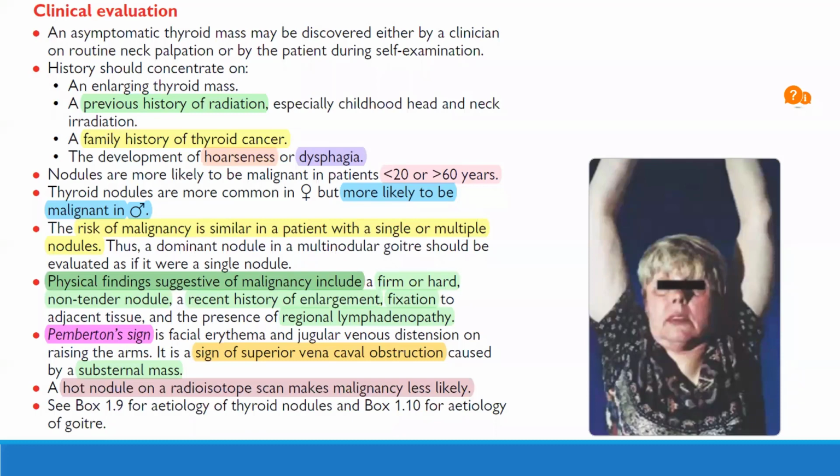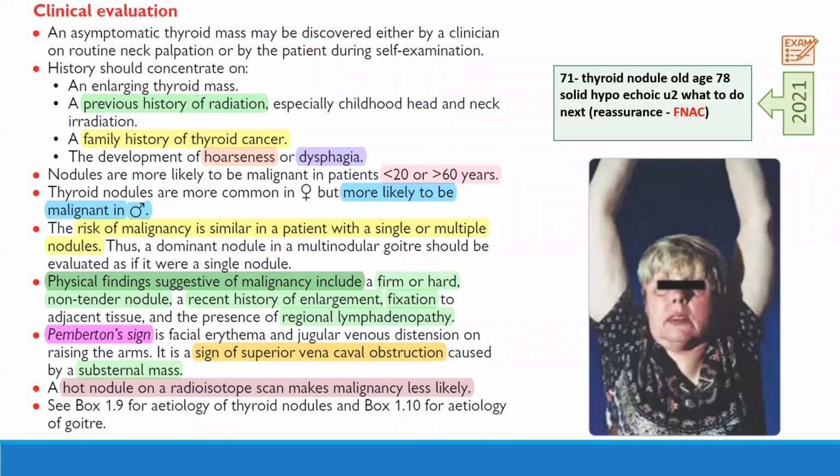The physical findings suggestive of malignancy include a firm or hard non-tender nodule, recent history of enlargement, fixation, and regional lymphadenopathy. And this is what is known as Pemberton sign, a sign of superior vena cava obstruction caused by a thyroid nodule, due to retrosternal compression. A hot nodule in a radioisotope scan makes malignancy less likely. The risk of malignancy is very, very low in a hot nodule, so there is no need to do fine needle aspiration biopsy.